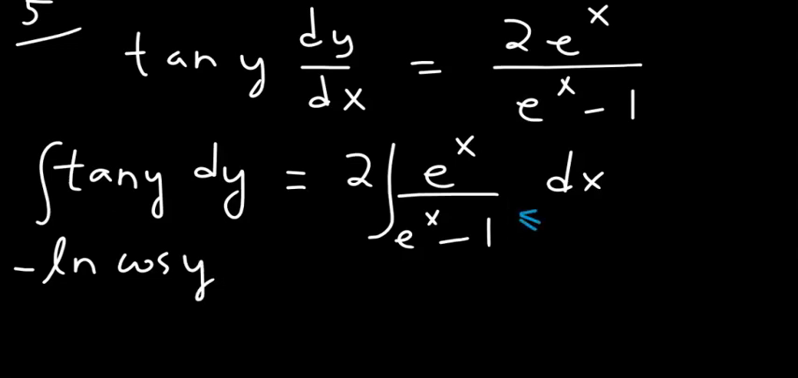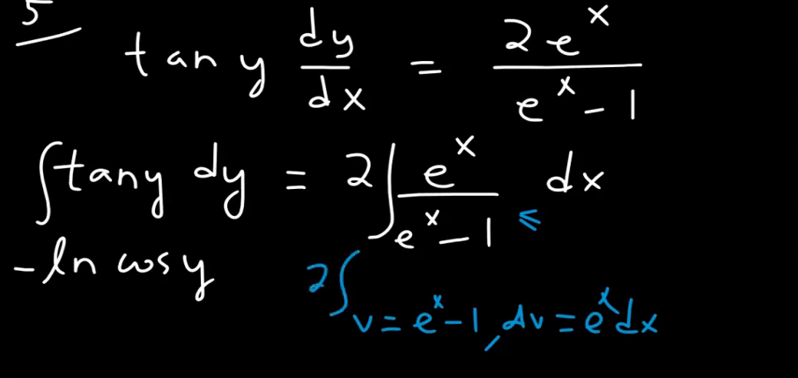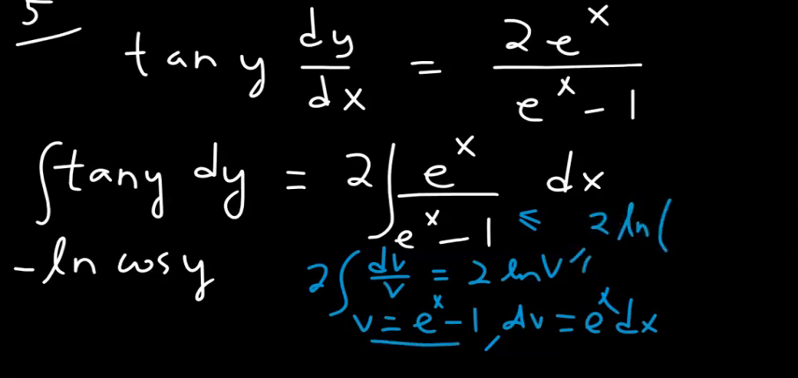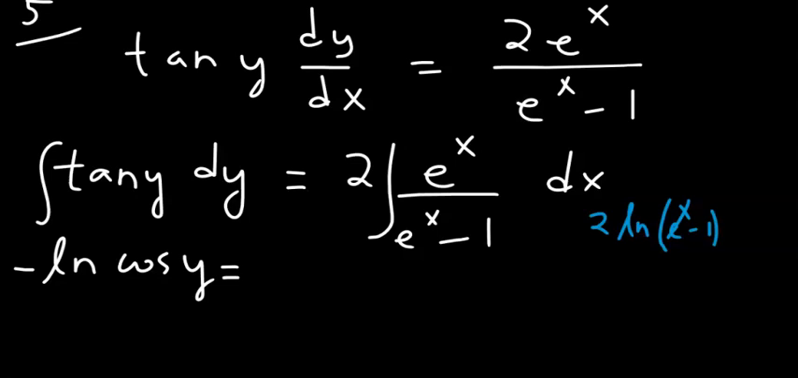What about this integral? We can use a very simple substitution. Let's assume v is e to the power x minus 1. So dv is just e^x dx. So in terms of v, that integral will simply become 2 dv over v, which is just 2 natural log of v. Since v is just that, it is just 2 natural log of e^x minus 1. So there we have it. The right hand side is 2 natural log of e to the power x minus 1.